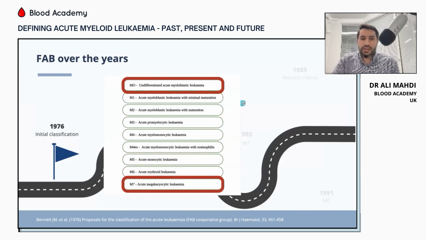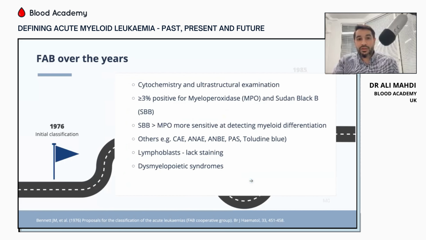And then originally, the FAB classification recognized M1 all the way to M6 based on the morphology, and with time, M0 and M7 were introduced into the classification, and we'll cover that later on. So as I mentioned, there was a heavy reliance on morphology, but also cytochemistry. And then later on, the ultrastructural examination of these blast cells.